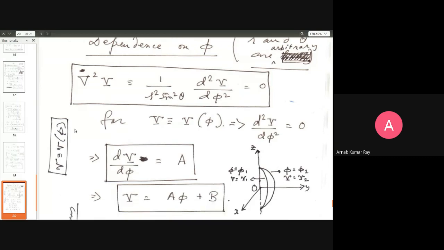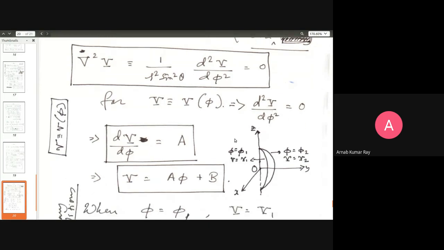V is a function of phi only, which means that d2V d phi squared is equal to 0. So when V depends only on phi, we will write d2V d phi squared is equal to 0. Fine then, again you are encountering the equation of a straight line. dV d phi is equal to a constant. That's the first integral.